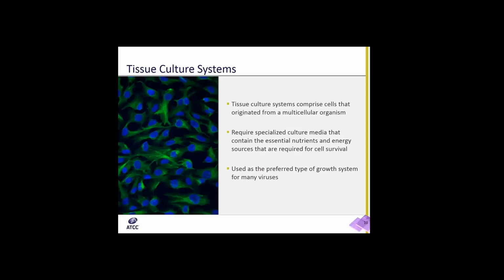Tissue culture systems generally comprise cells that have originated from a multicellular organism, and they require special culture media that contain the essential nutrients and energy sources that are required for these cells to survive. It's a preferred type of growth system for many of the viruses.